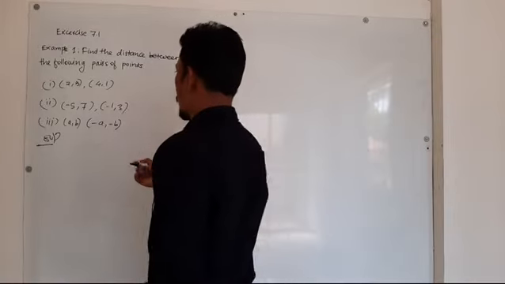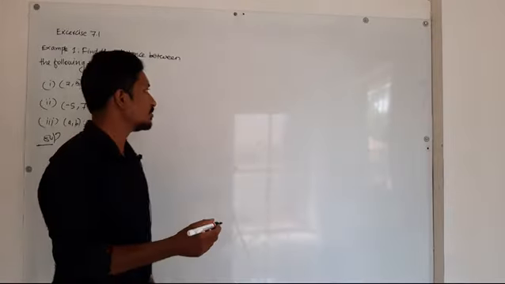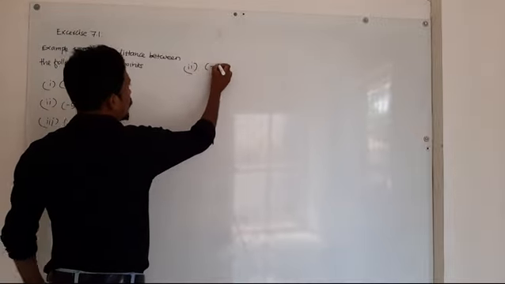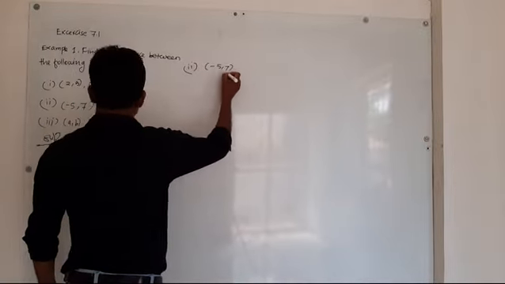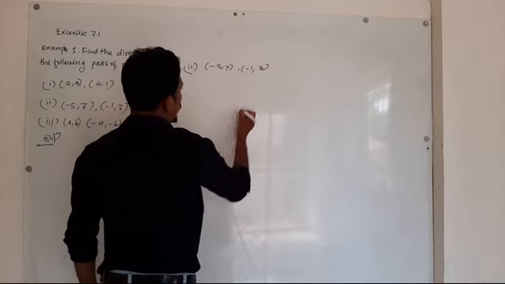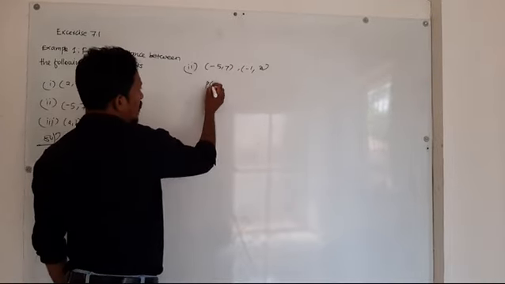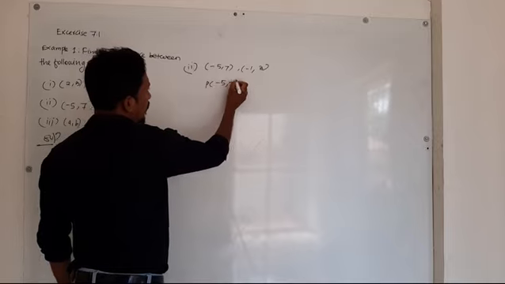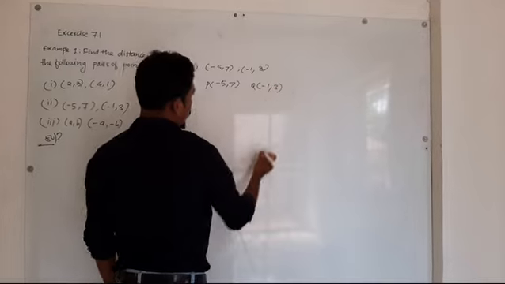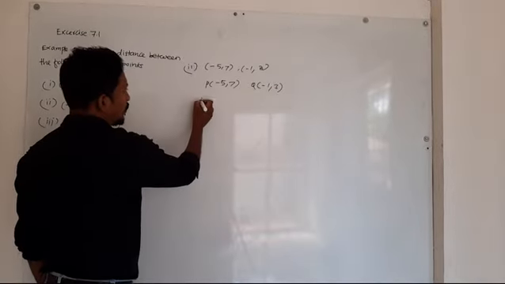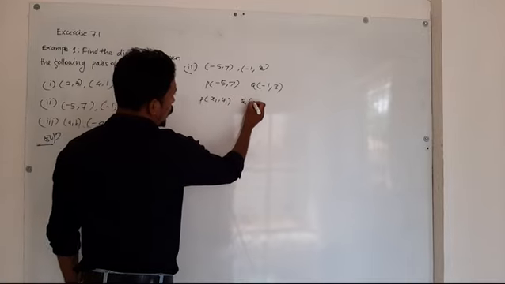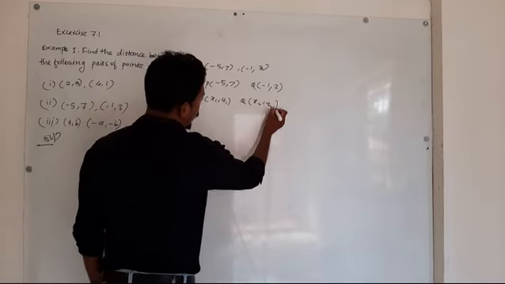Student, I take example number 2. The coordinates of point P are minus 5, 7, and the coordinates of point Q are minus 1, 3. That is P, this is x1, y1, and this is Q, that is x2, y2.